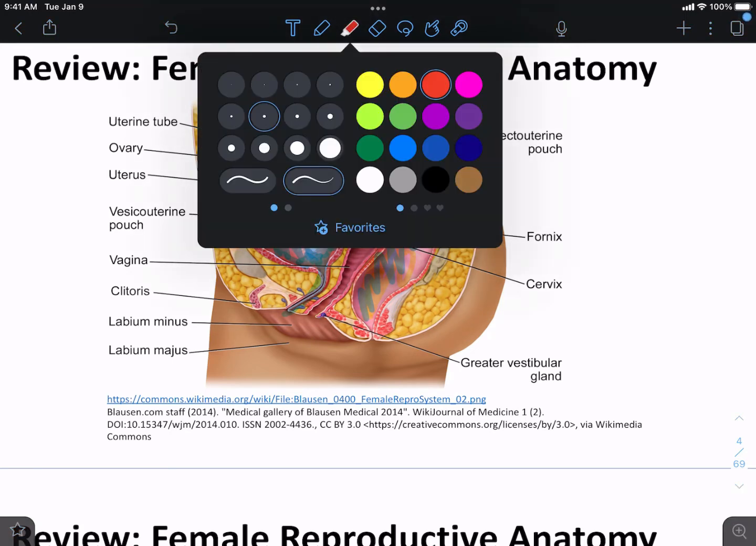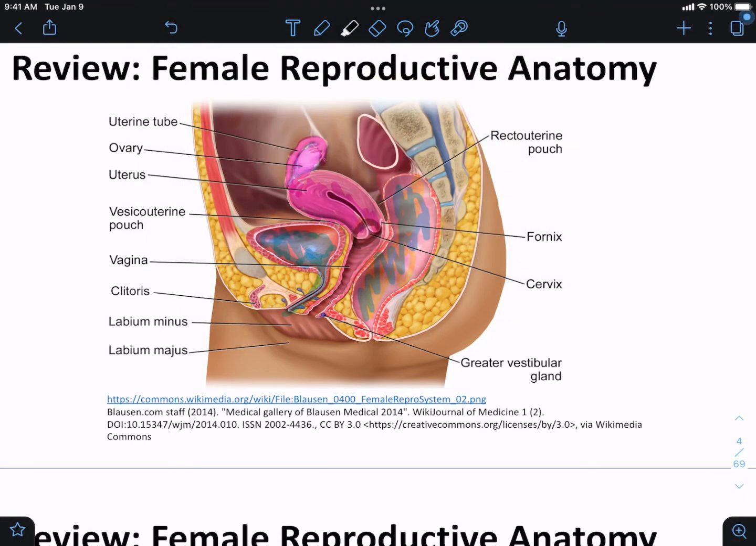That's the wrong color. Let's try black. That'll show up. Right here, we've got our cervix. Then we've got the vaginal cavity here, and the opening of the vagina, as shown right there. Okay.